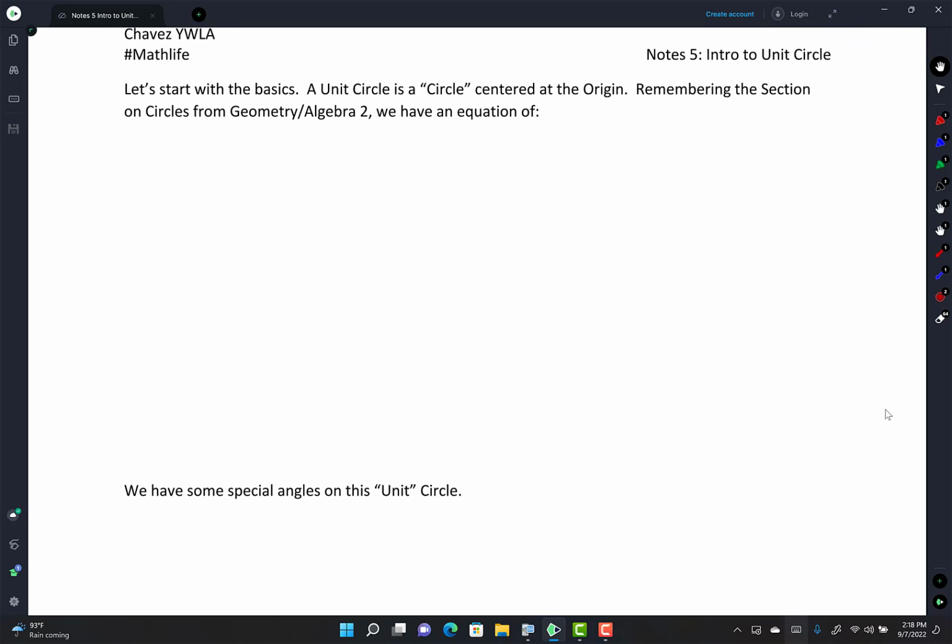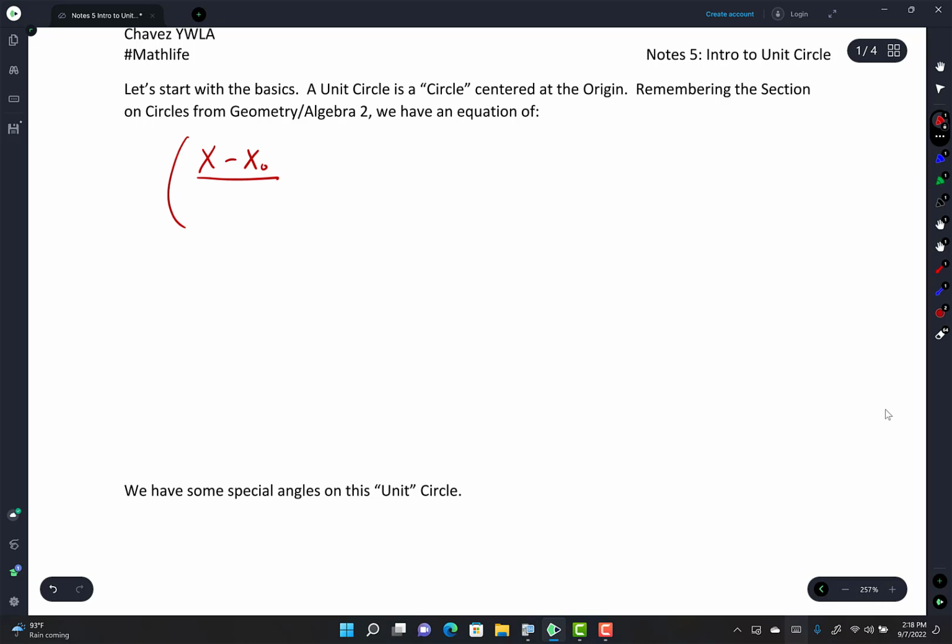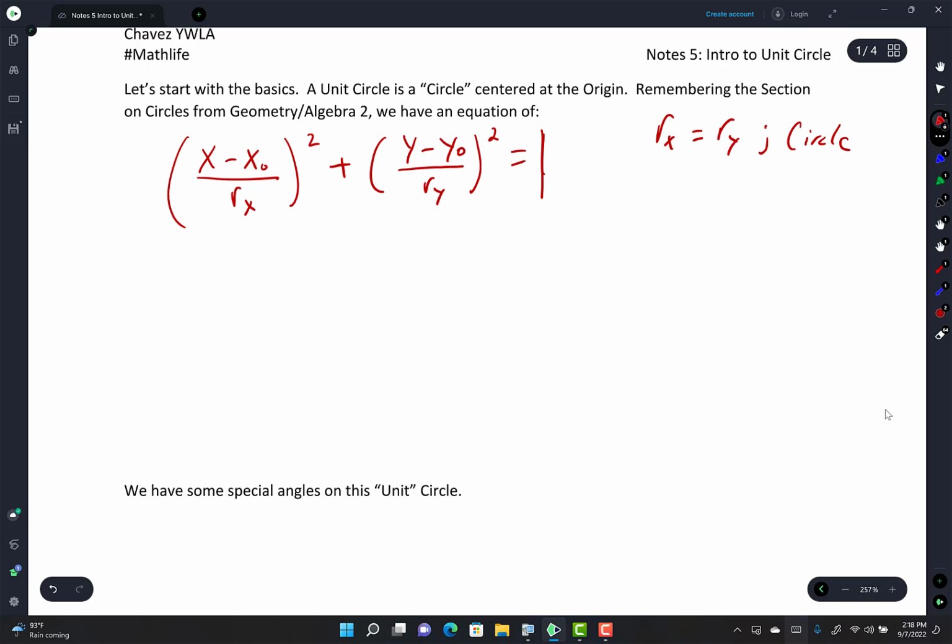All right. So hopefully this looks familiar to you. If it doesn't, I apologize. Blame it on the pandemic. The equation of a circle centered anywhere looks like this. If Rx equals Ry, you have a circle. Does that look familiar to you guys? If Rx does not equal Ry, you have an ellipse.